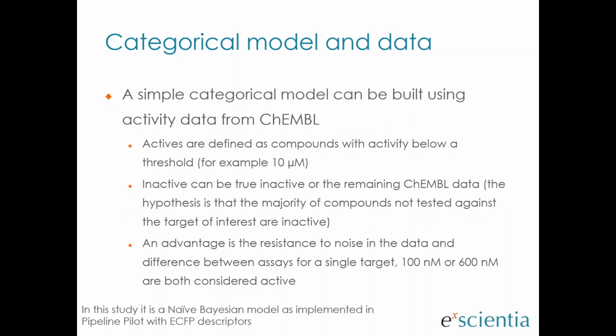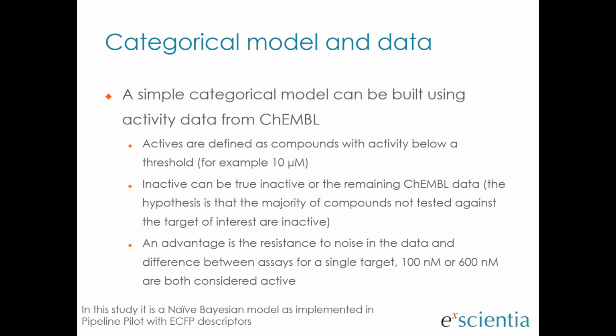We use the same models as the ChEMBL team, the categorical model. It's quite simple to define because it's just active or inactive, and a threshold can be changed depending on your need. Here we take 10 micromolar as an example of an active compound, and inactive compounds can be taken from all the rest of ChEMBL, with the idea that if a person made a compound for a certain target, it's likely to be inactive against the others.